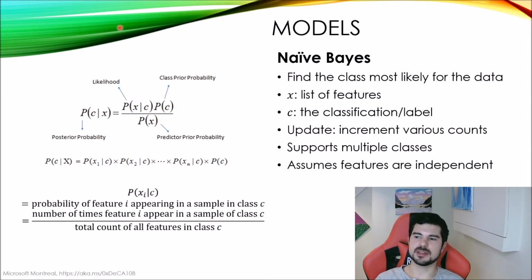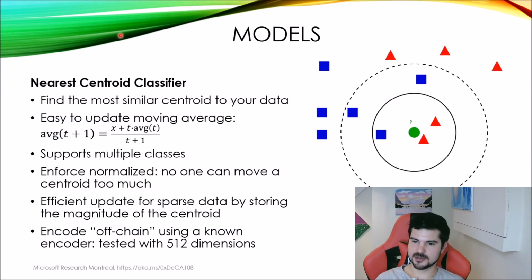We'll start by talking about the naive Bayes classifier. So you have some features X, the classification or label C, and basically to update this, essentially what it all comes down to is keeping track of a bunch of counts of the number of times you've seen each feature within a class and the total count of all the features in that class. What's nice here is that it can support multiple classes. A nearest centroid classifier, so this you can just do a moving average to update the values in your centroid.